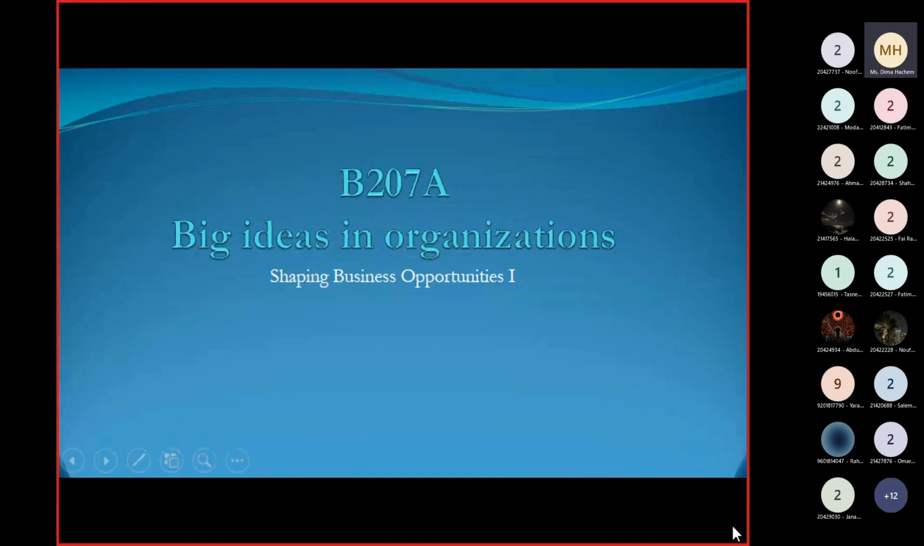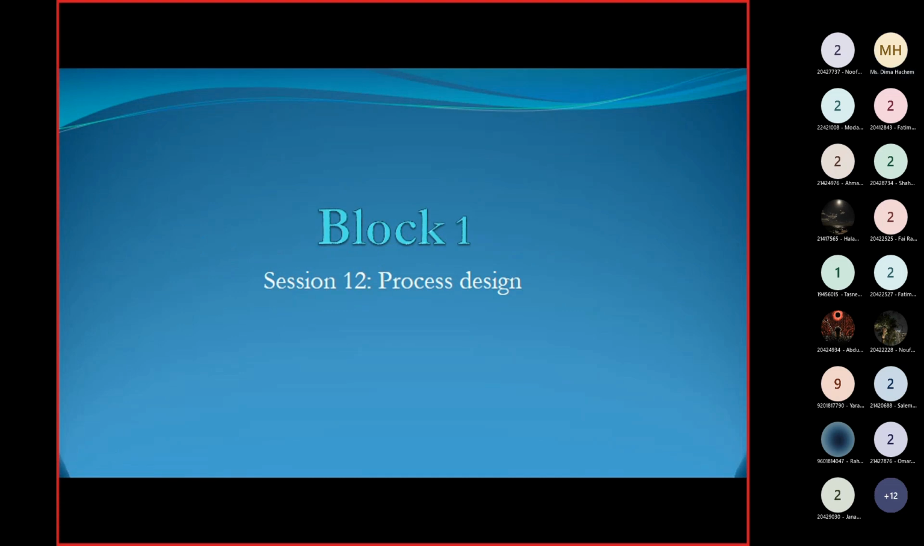Welcome again to B207A. We are still in block 1. The block 1 title is innovation, and we are still now in the second business function for this semester, which is operations management. We are discussing now process design.